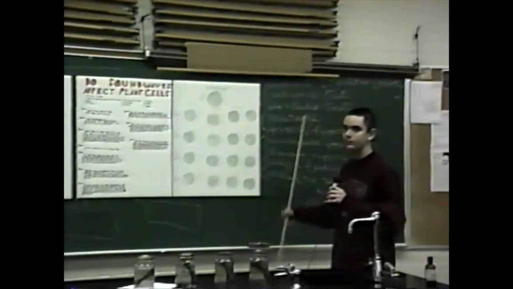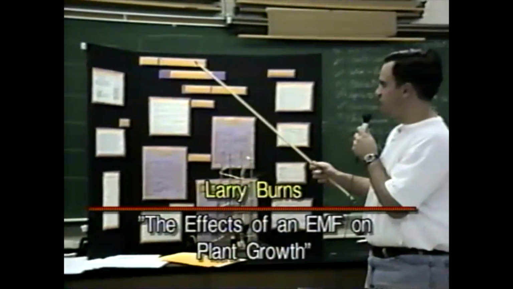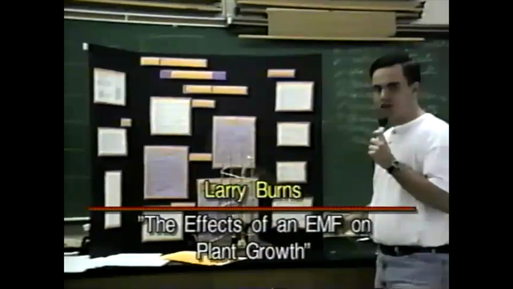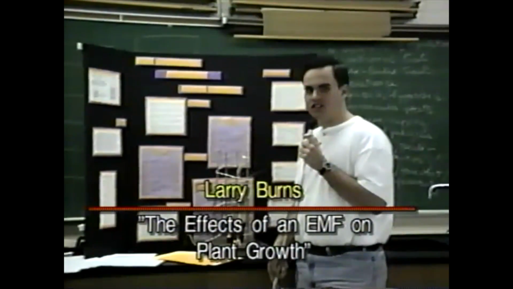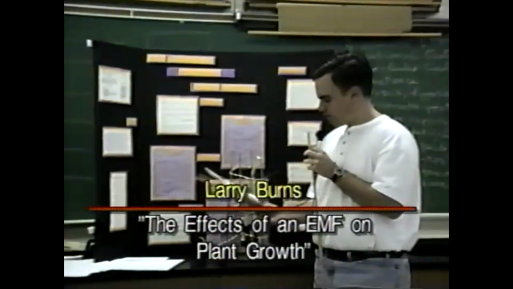And that's my project. I'm a freshman at Wilmington High School, and for my science project, I did the effects of an electromagnetic field on plant growth. The first part of this project I think I should discuss is what exactly an electromagnetic field is. I have a definition written down that I'll just recite for a minute.